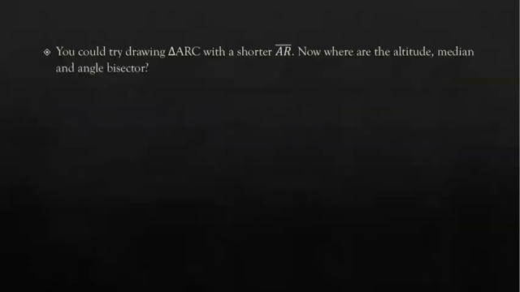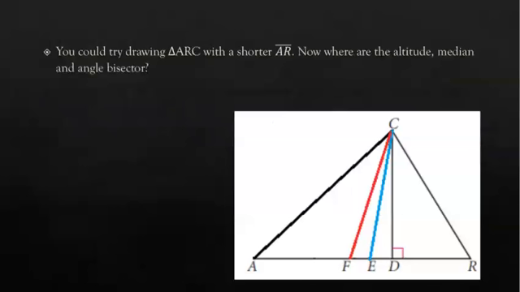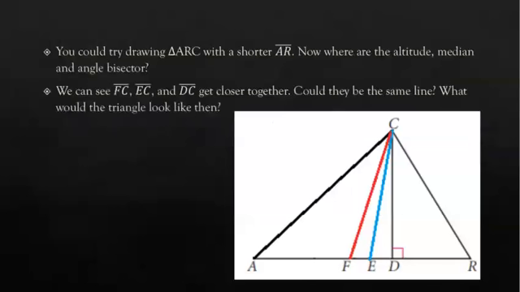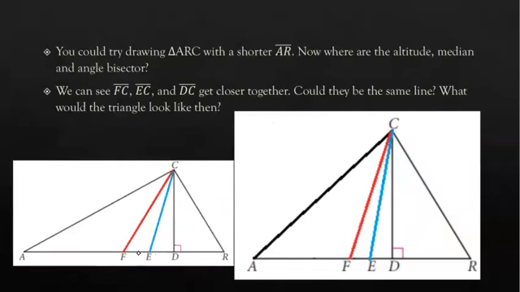What if we draw ARC with a shorter base, a shorter AR? Then where are the altitude, median, and angle bisector? Well, we can see that FC and EC and DC get closer together. Here's our original one. See how there's some space? We get them closer together when we shorten AR. So could they ever be the same line? What would our triangle look like then? Let's look at our investigation and see if we can't figure this out.